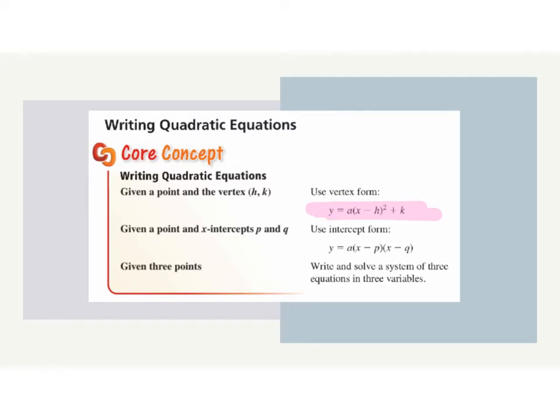So if we have just a single point on our graph and a vertex, we can use vertex form. This is the only one we're going to look at today. Tomorrow we'll go into when we have a point and the x-intercepts. But today we're just looking at a point and the vertex, and we're going to come up with our equation.